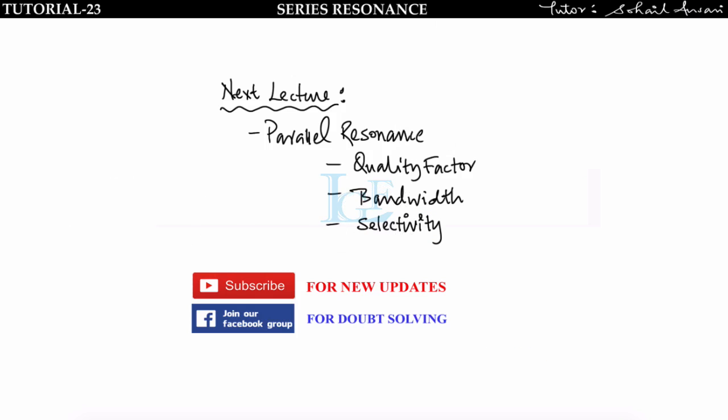So that's all about this lecture. In the next lecture we will see parallel resonance, in which we will define quality factor, bandwidth and selectivity of parallel resonance, and we will solve some problems based on that.